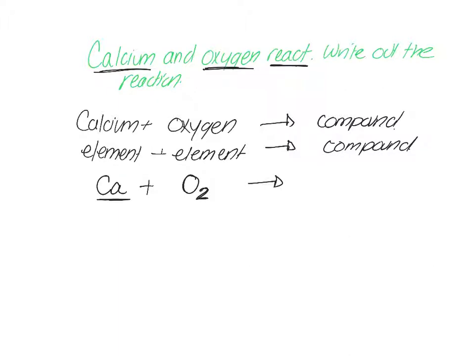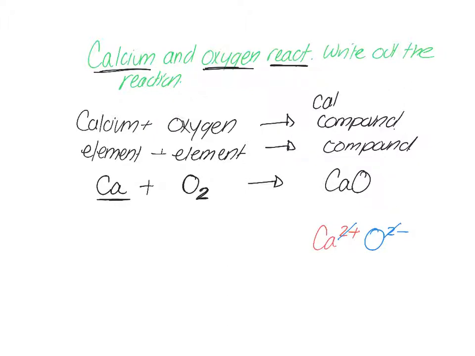And then to figure out what the compound is that I make, I'm going to have to look up that calcium is 2 positive on my table of ions. Oxygen is 2 negative. Because this one is 2 positive, this one is 2 negative, they cancel each other off, and I simply just write CaO, which is calcium oxide.